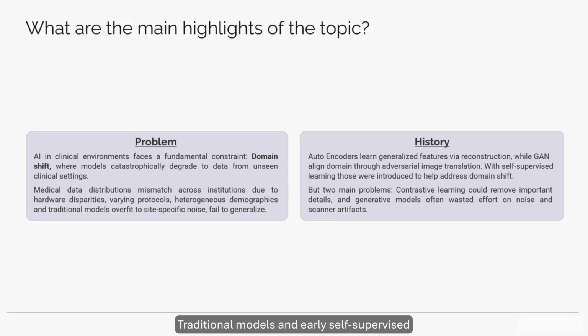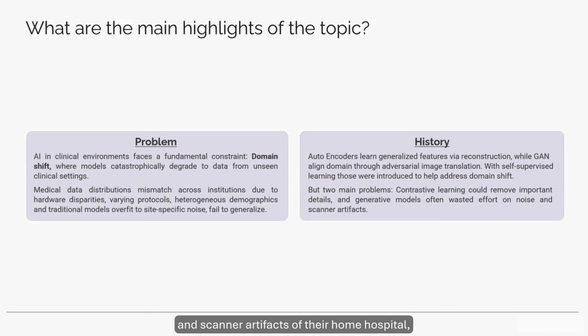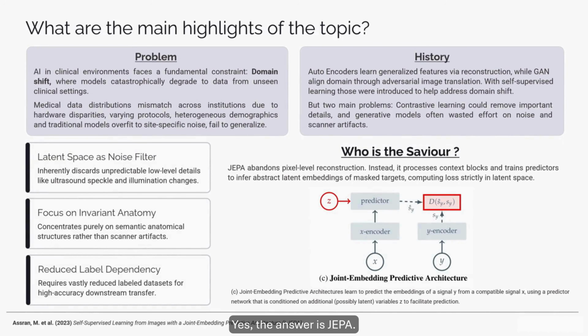Traditional models and early self-supervised methods often fail because they effectively memorize the specific noise, textures, and scanner artifacts of their home hospital rather than learning actual human biology. So, is there an AI that understands universally what a tumor looks like, regardless of the scan it was captured on? Yes, the answer is JEPA.